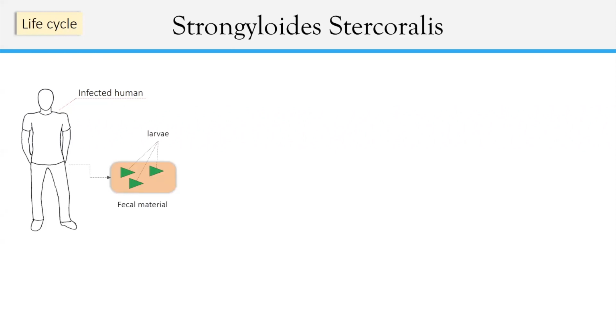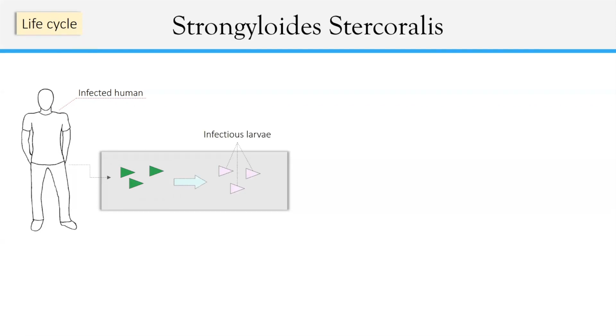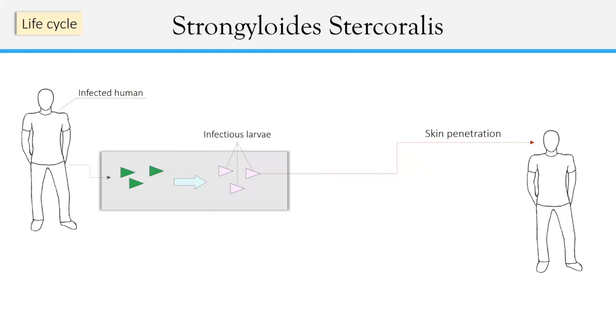Larvae, and this is important to focus attention on, not eggs, but larvae, will be released with fecal material. Then inside of the soil, the initial immature larvae will be transformed into also immature but more advanced form of the larva that will be infectious. And then these infectious larvae may infect humans via skin penetration, and this may happen during contact with contaminated soil.